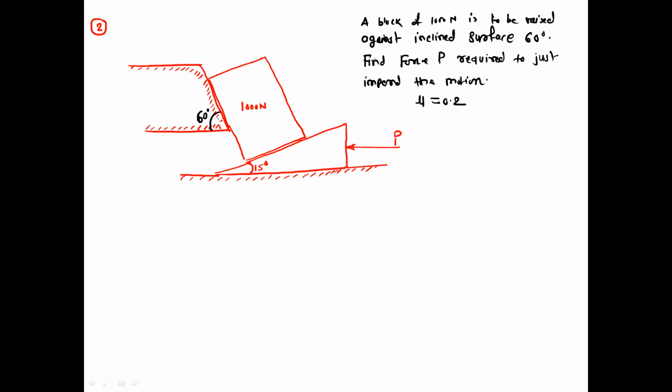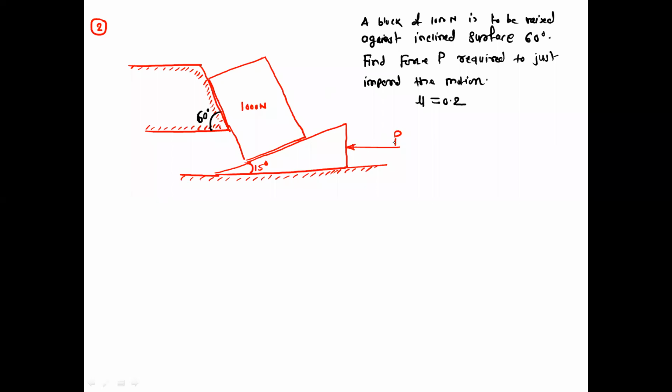So in this problem, a block of 1000 Newton is to be raised against the inclined surface having the inclination 60 degree. Force P is applied on the wedge having the inclination 15 degree. So we have to find the force P required to just impede the motion. Okay, so just impede the motion means we have to start the motion of the block 1000 Newton in the upward direction.